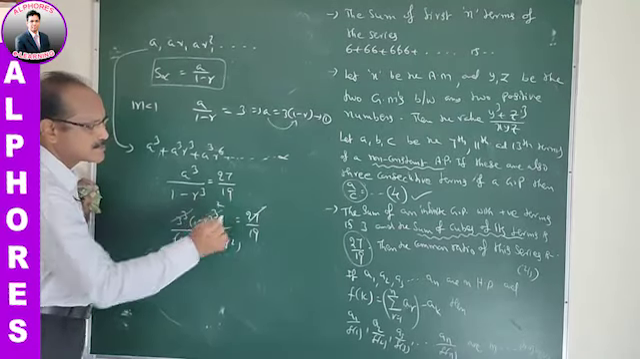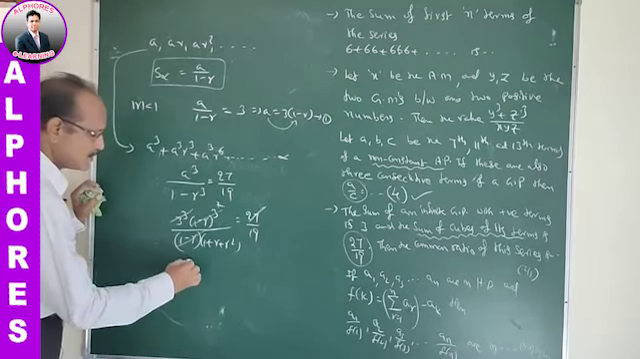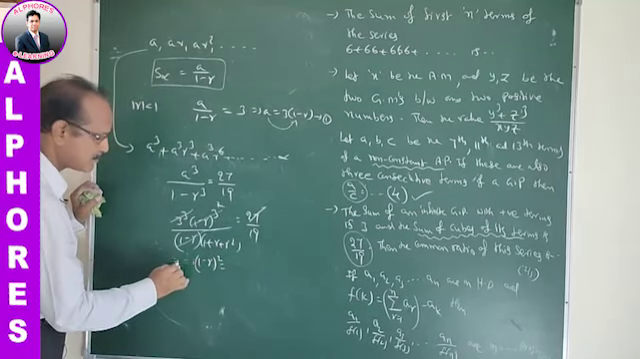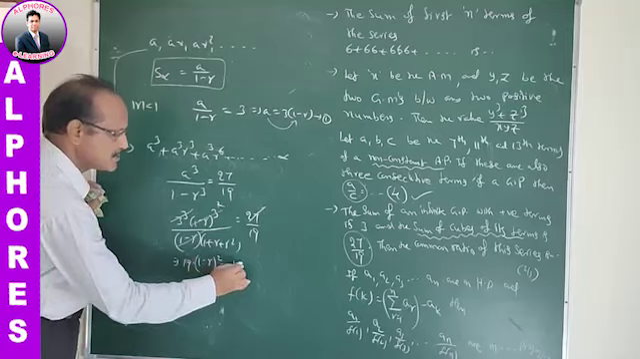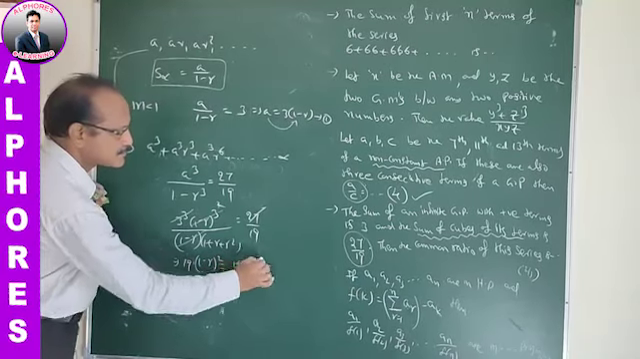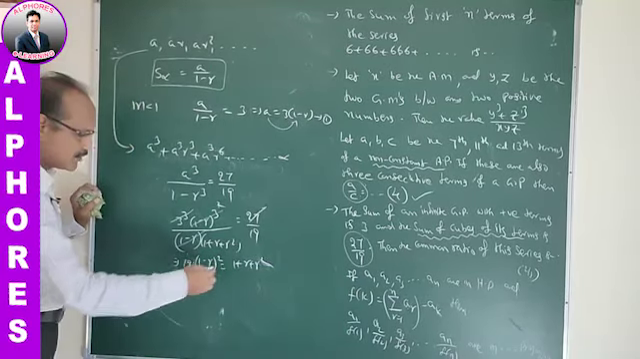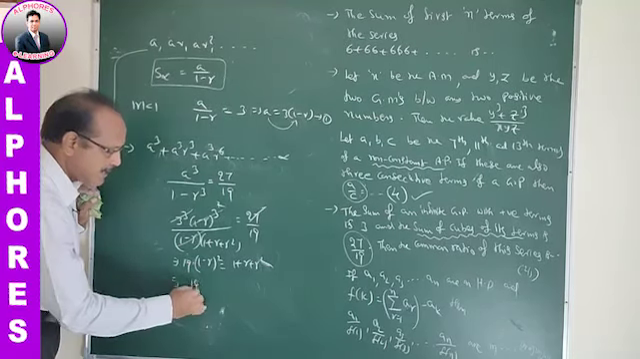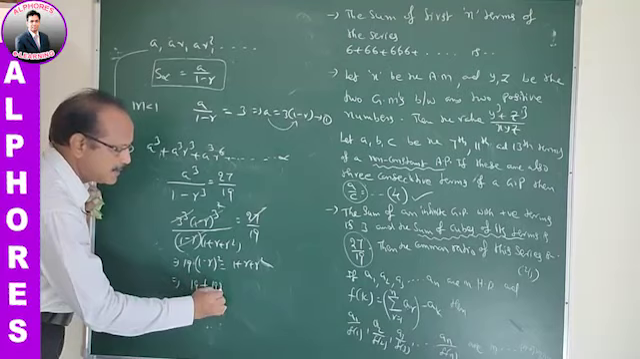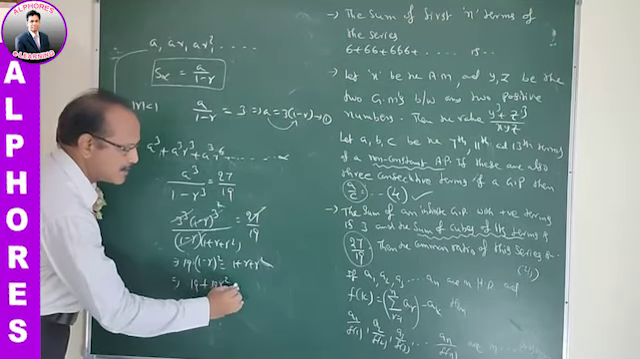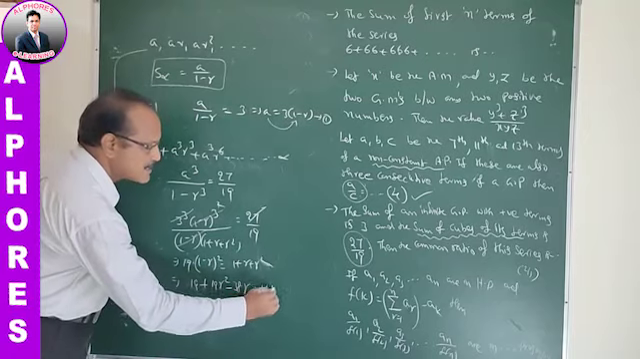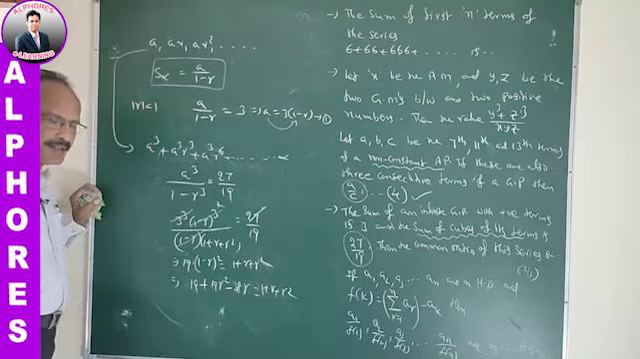That is 2 times (1 minus R) whole square is equal to 19 times (1 plus R square) by cross multiplication. Now we are going to calculate the R value for this equation. That is 19 plus 19R square minus 38R. I am expanding (1 minus R) whole square directly. 1 plus R square.